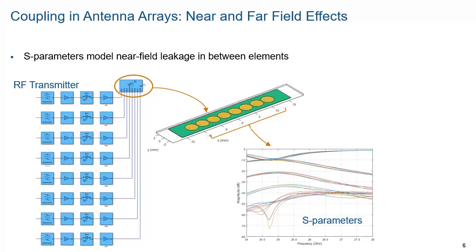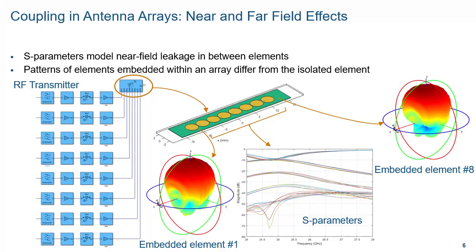And elements that are close to each other will be more tightly coupled than elements that are farther apart. One way of thinking about it is that when I feed element 1 through the ground, part of that excitation might leak to antenna 2 and 3 and 4 and so forth in a progressively smaller value. But coupling also affects the far field radiation pattern.